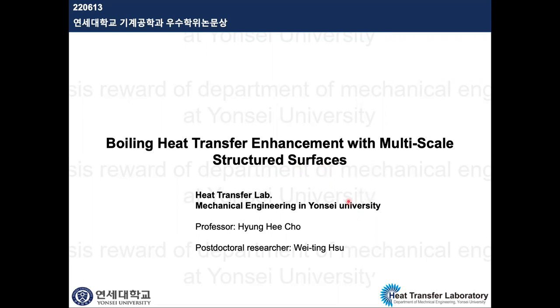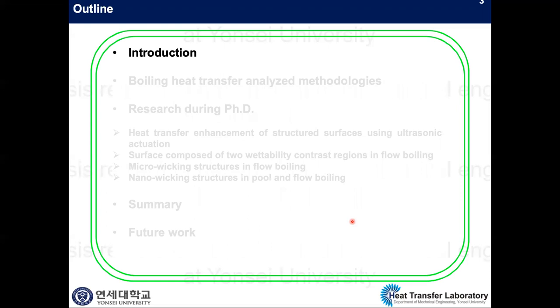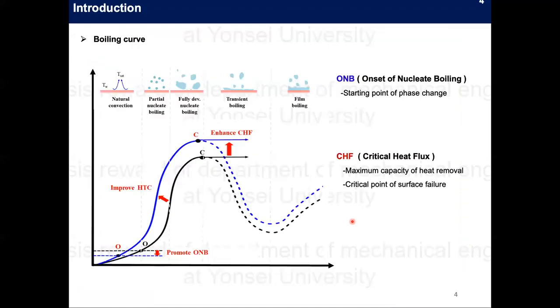As you can see from this slide, I'm going to give a talk about how micro and nanostructural substances affect heat transfer characteristics under boiling conditions. Basically, my presentation can be divided into 5 categories as shown on this slide. First, I'm going to introduce some basic knowledge about boiling heat transfer and the objectives of this study.